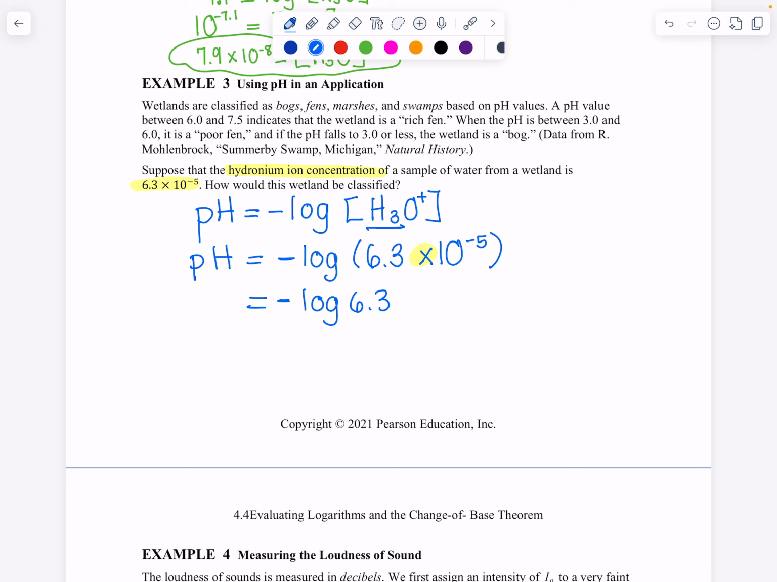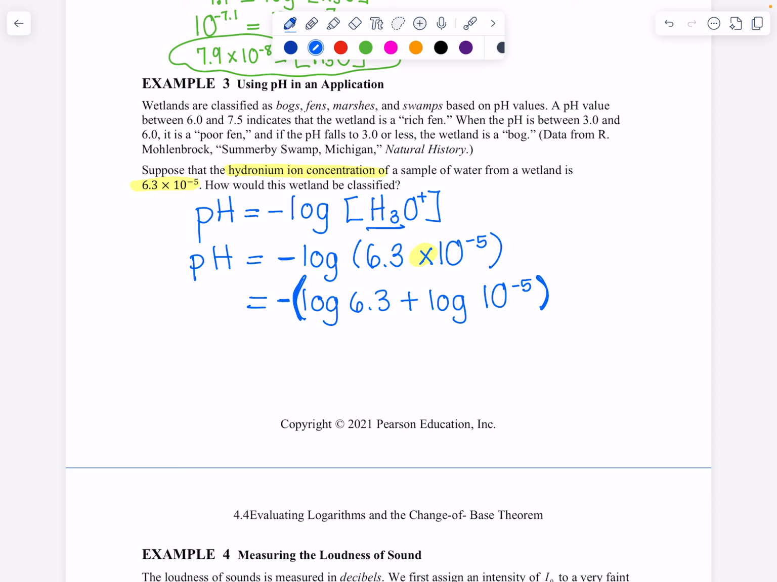plus, no, I forgot to put this in parentheses, because all of this has to be in parentheses. Why? Because I am now taking a log of this. This is what is breaking up. The negative is on the outside, so you have to put that in parentheses. Now, log 6.3 plus common log of 10 raised to the negative fifth, all that in parentheses.